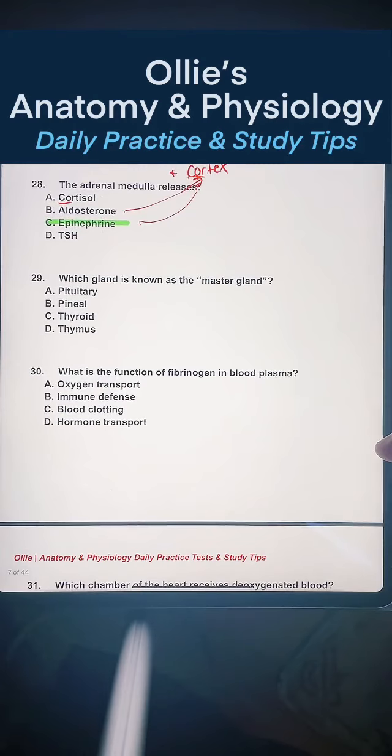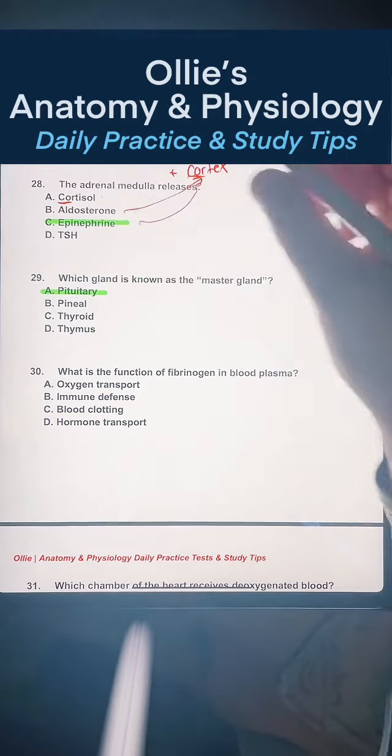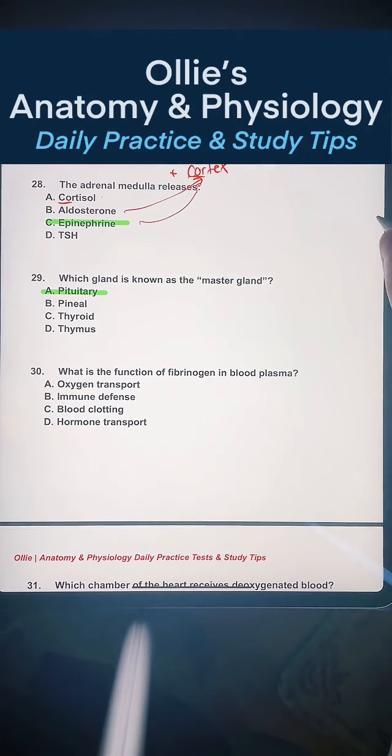Let's move on to number 29. Which gland is known as the master gland? It basically regulates other endocrine glands, essentially, is why it would be called that. I'll give you guys just a moment to answer that. What do we think it is for number 29? Which gland is known as the master gland? The answer is our pituitary. The hypothalamus, that is our master regulator. It regulates the pituitary. The pituitary gland is our master gland.